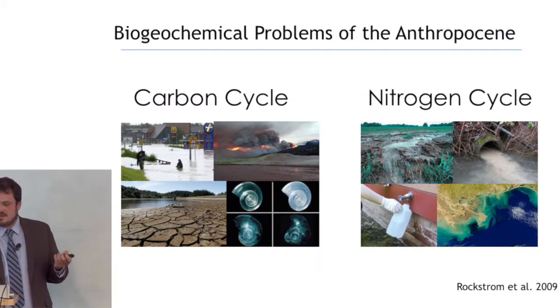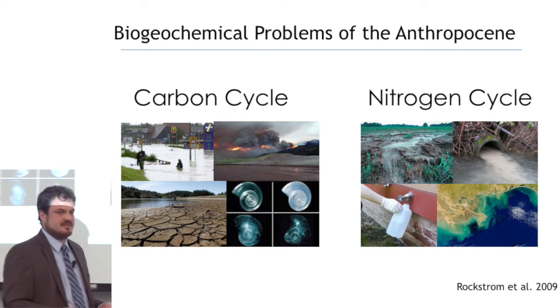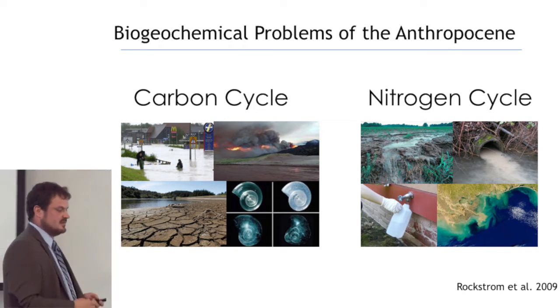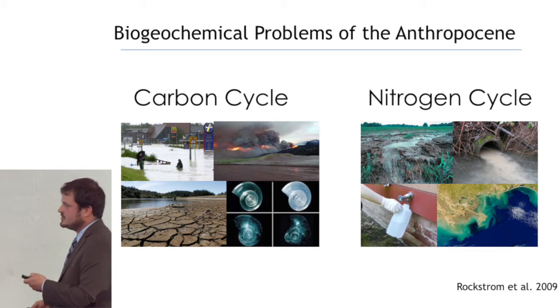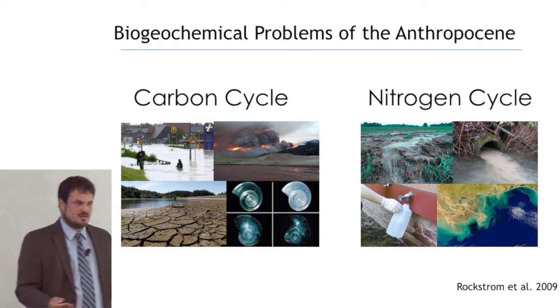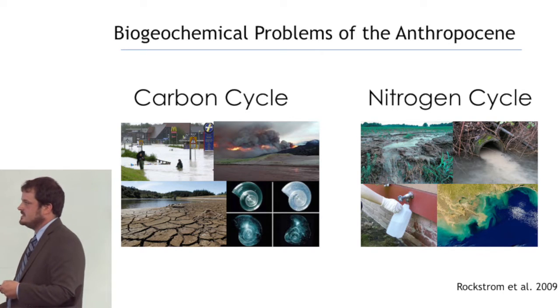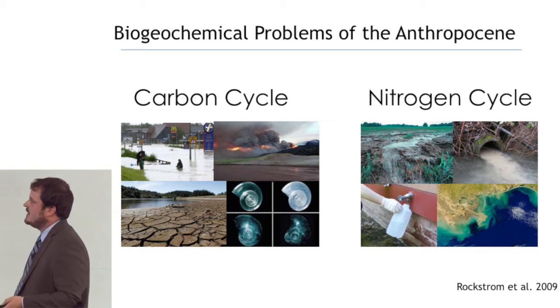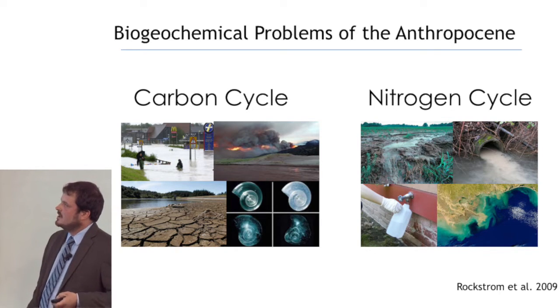And so in framing my dissertation work, which is all about the biogeochemical problems of the Anthropocene, the excess amount of CO2 that we're putting into the atmosphere causing global climate change and ocean acidification in the oceans, the excess amount of fixed nitrogen that comes from agricultural activities, wastewater, many other human activities, which has significant negative effects on water quality, from eutrophication to dead zones to even affecting drinking water.